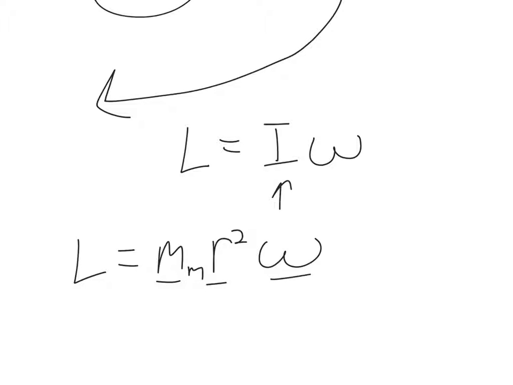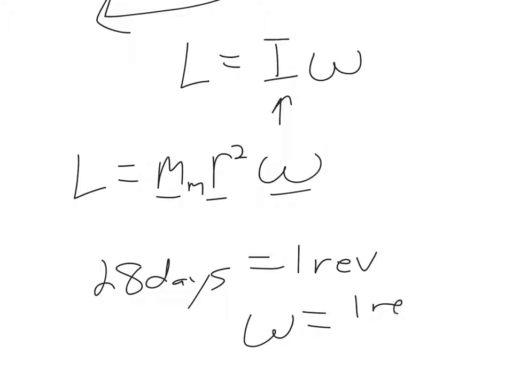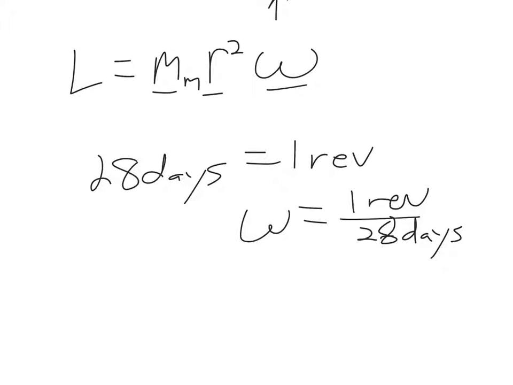Now, the tricky part of this problem is how fast is the moon moving? You could try to look it up, I guess, but on a test it might not be given to you. But you probably know that the moon goes around the Earth in 28 days. So you could say that 28 days is equal to 1 revolution. So the angular velocity of the moon is equal to 1 revolution per 28 days. So that's kind of relying on you to have that number memorized. But if you do, you can plug these things in.